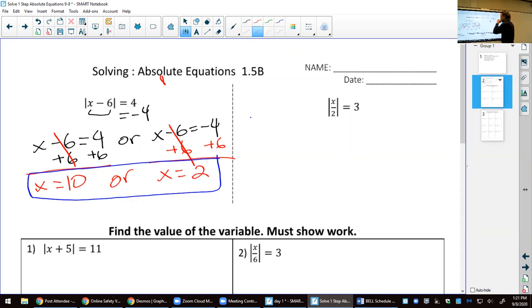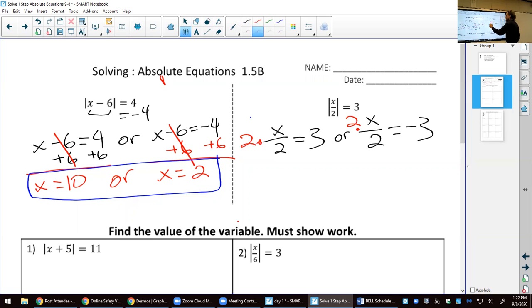Okay, so the second one, same idea. The absolute value of x divided by 2 is 3. So we're just going to split that up into two separate equations. We want to know, what if x divided by 2 equals positive 3? And what would make this true if we said x divided by 2 is equal to negative 3? Okay. So to get rid of division, the opposite of dividing by 2 would be to multiply by 2. So we do that to both sides.